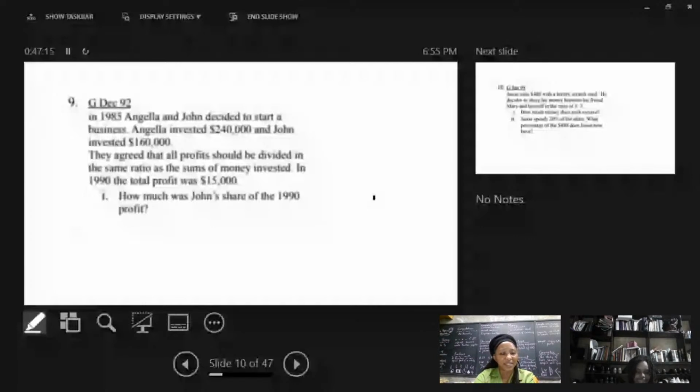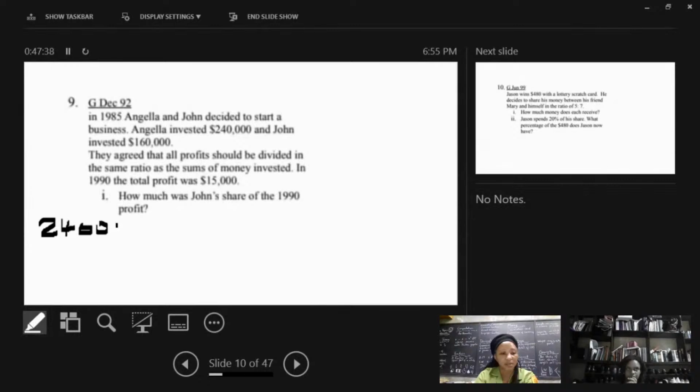So Angela invested 240,000, John invested 160,000, and they agreed that all the profits should be divided in the same ratio as the sums of money. So let's find the ratio first: 240,000 to 160,000. What's that ratio? These zeros can cancel. So the ratio would be 3 to 2.